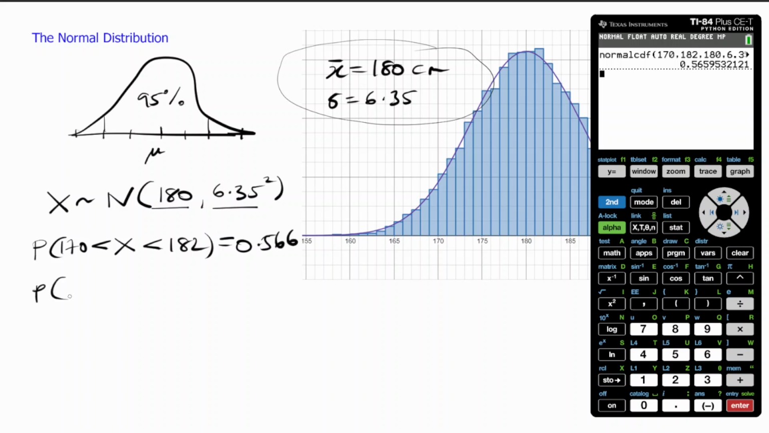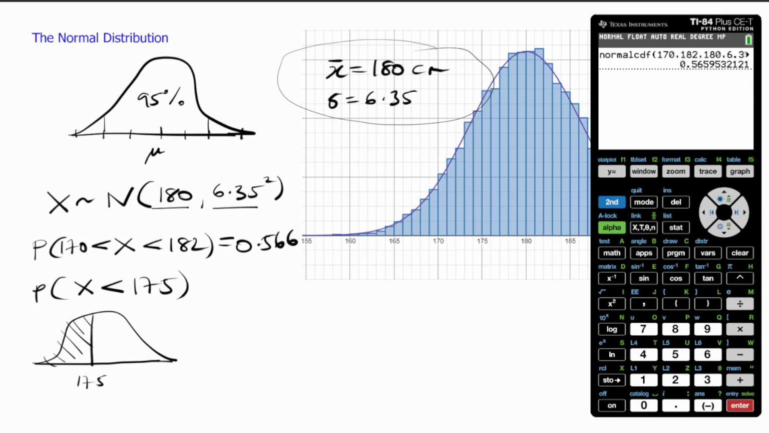Okay, other questions you might get are things like, what's the probability that the height is less than 175? A good idea is to think of a sketch in these situations. So, draw a little sketch. Then 175 is going to be about here. So what we're looking for is how much of the distribution is below 175.